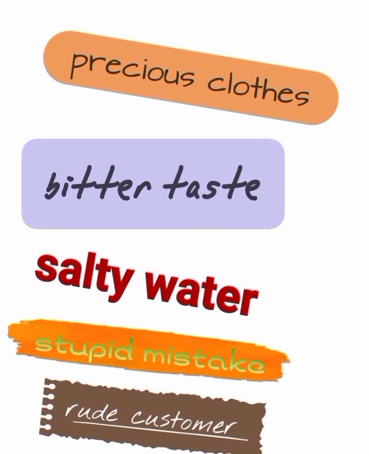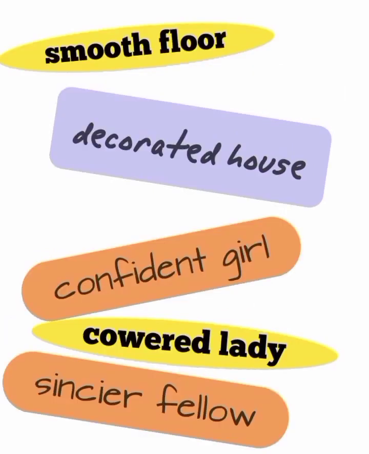Precious clothes, bitter taste, salty water, stupid mistake, rude customer. Precious clothes may be precious or not precious or not costly. Bitter taste. Bitter is the quality of any noun or pronoun. Smooth floor, decorated house, confident girl, coward lady, sincere fellow, etc. These all examples are showing the quality of different nouns or pronouns.